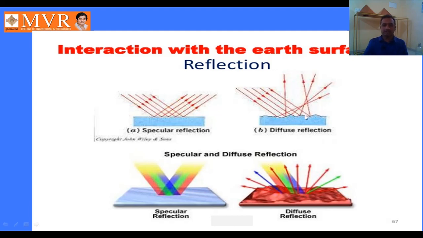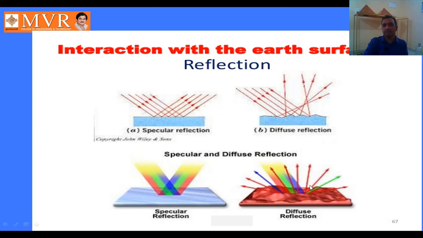In diffuse reflection, light is reflected in different directions, in all directions, not only a single direction. Here they show specular reflection from a smooth plate, and diffuse reflection from a rough surface. On a rough surface, see the zigzag motion, that is why it gives diffuse reflection.